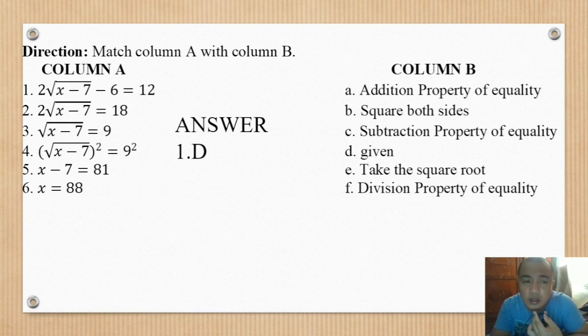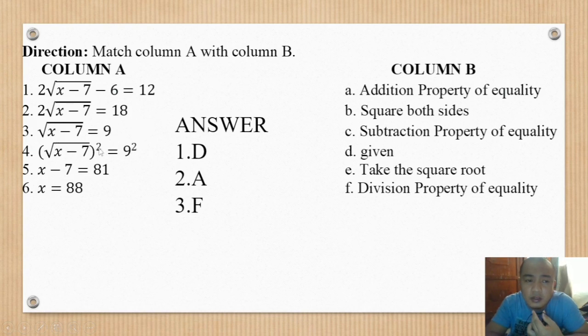Next, for number 2, 2 square root of x minus 7 equals 18. What did we do there to get 18? A, addition property of equality, meaning you add both sides by 6. For number 3, square root of x minus 7 equals 9. What did we do here? Bakit naging 9 yan? F, division property of equality, meaning you divide both sides by 2.